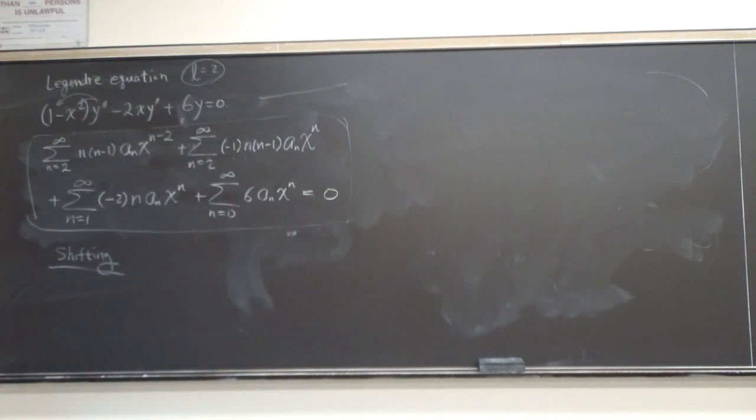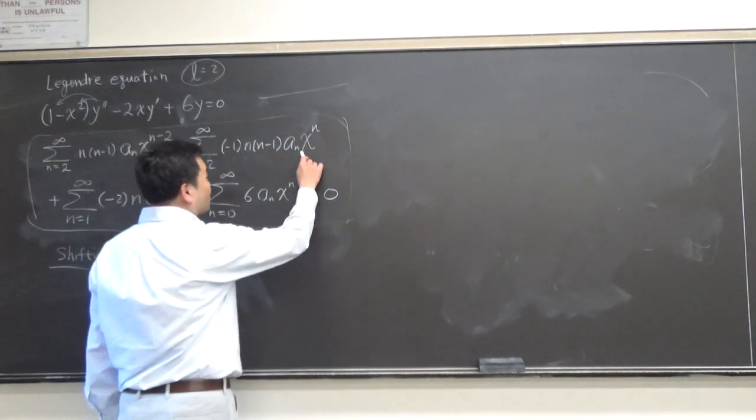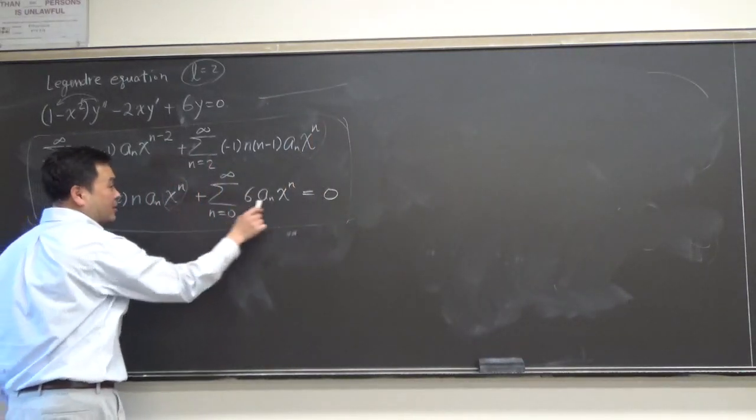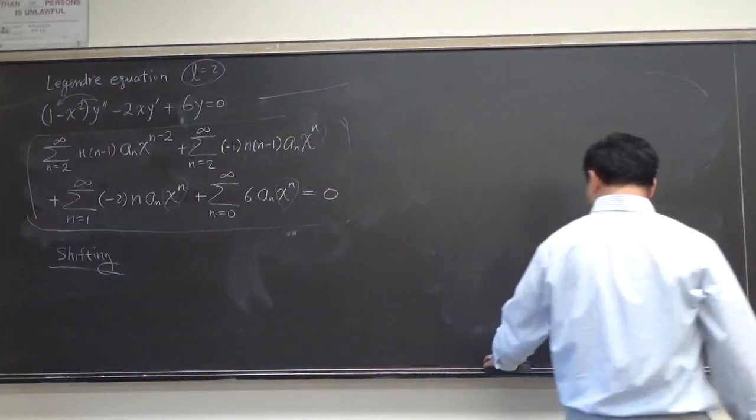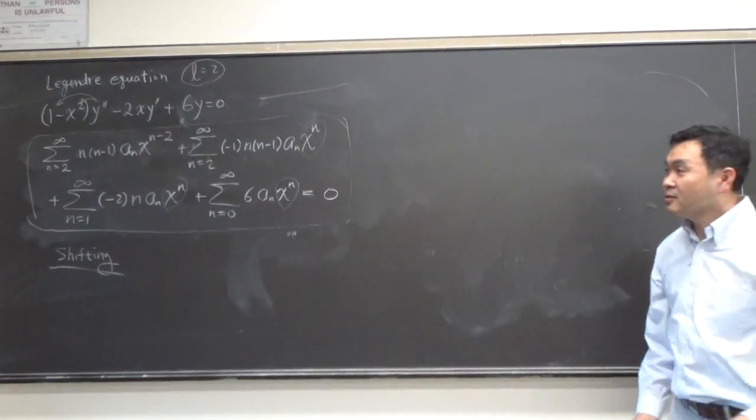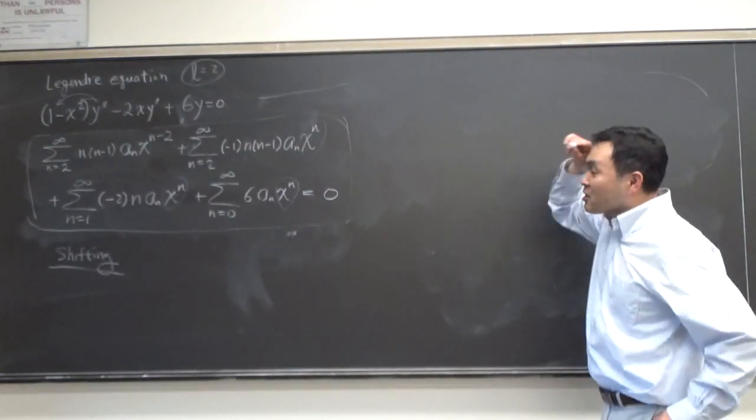So can we change the n value that it starts from so we can put them together? Yeah, that's the idea. You have x to the n, x to the n, x to the n, and we can start from n equals 0. Yeah, that's exactly what we're doing.